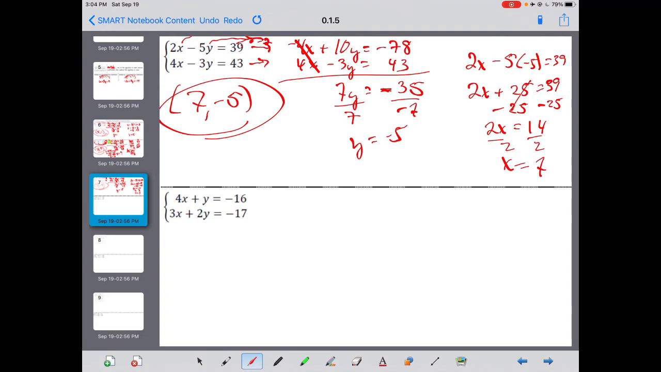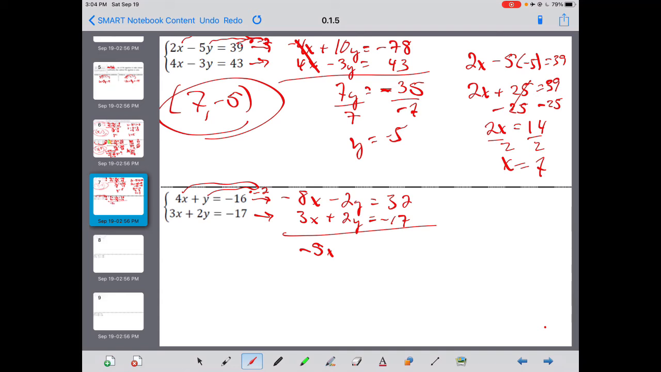Let's see, 3 can't be a 4. We'd have to multiply both equations. But 1 can become a 2. And multiply by negative 2 again. 4 times negative 2, negative 8x. Y times negative 2, negative 2y. Negative 16 and negative 2 makes positive 32. And then we're just going to bring this one over. 3x plus 2y equals negative 17.